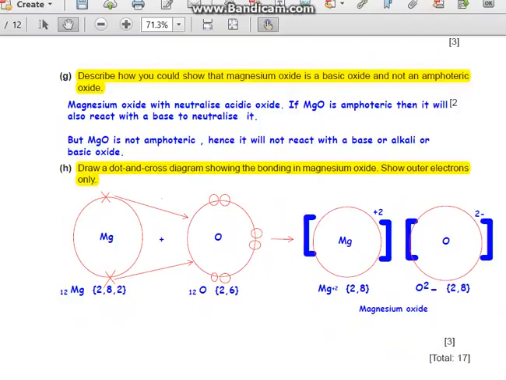This is about the ionic bonding of magnesium oxide. So see how neatly and clearly we have drawn the bonding. So this is exactly in line with the requirements of the CIE.